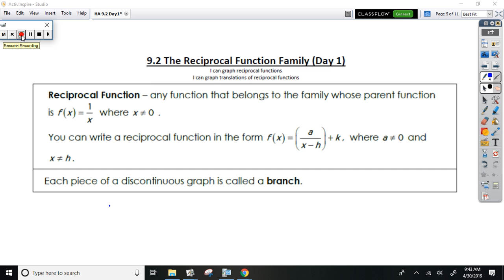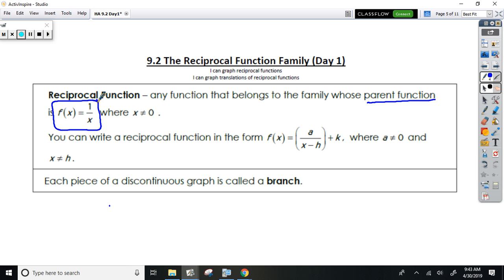Today you might see k divided by x plus 1 or something, so it's not exactly an inverse, but it is similar, and it's called a reciprocal function. So a reciprocal function is any function that belongs to the family whose parent function is f of x equals 1 divided by x.